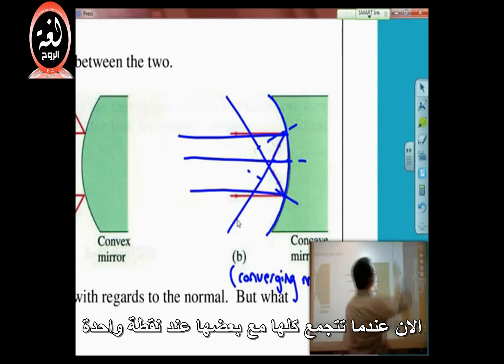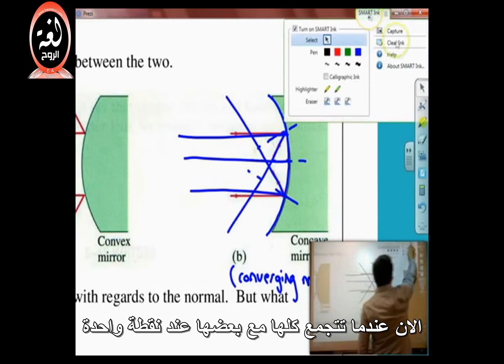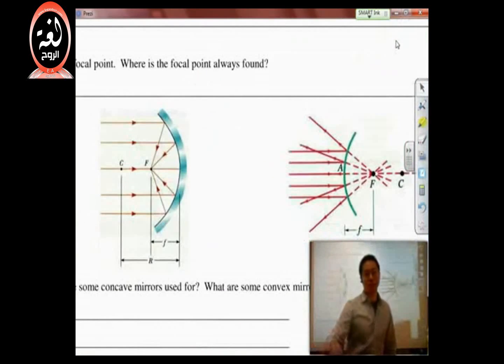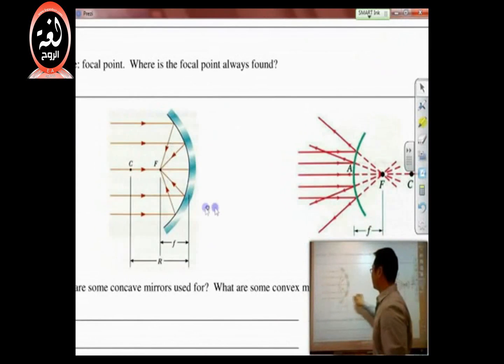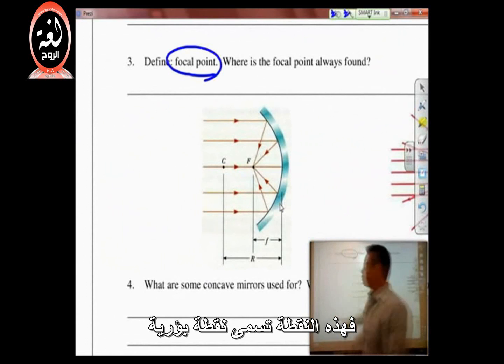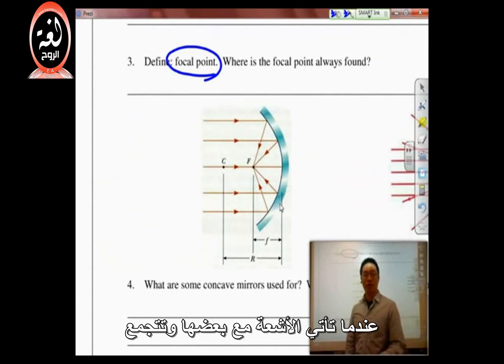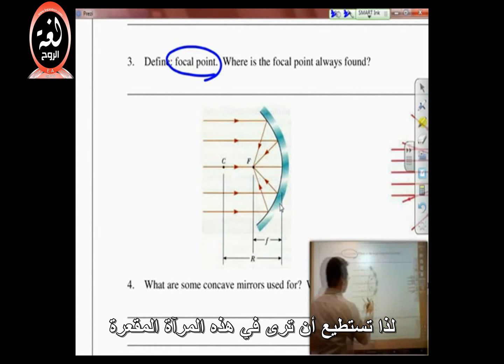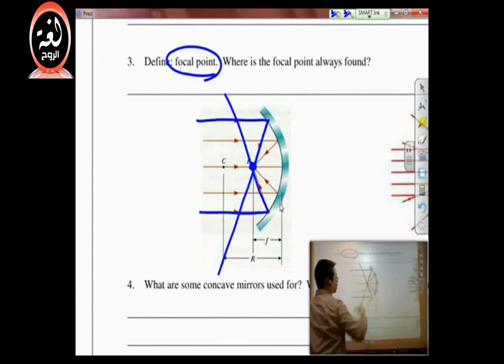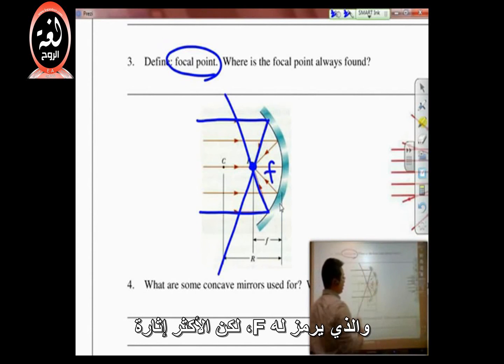Okay. Now, when they actually converge and they come in together to that single point, that has a specific name. And that's the focal point, where all the light rays come together and converge. So you can see with this concave mirror over here that when they strike, they all pass through this one point in the center, which is labeled F.